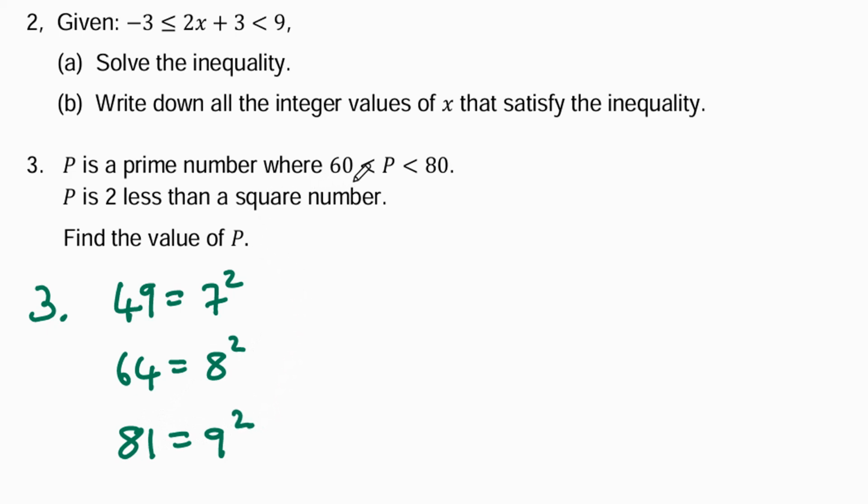Now, p is a prime number between 60 and 80. And p is 2 less than a square number. So p will equal 81 minus 2. In other words, 79. Since 79 lies between 60 and 80, 79 is also a prime number. It's divisible only by 1 and itself. And it's 2 less than a square number.